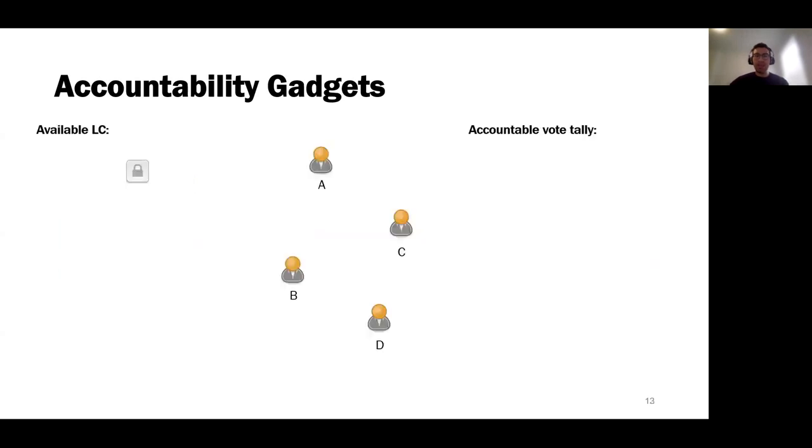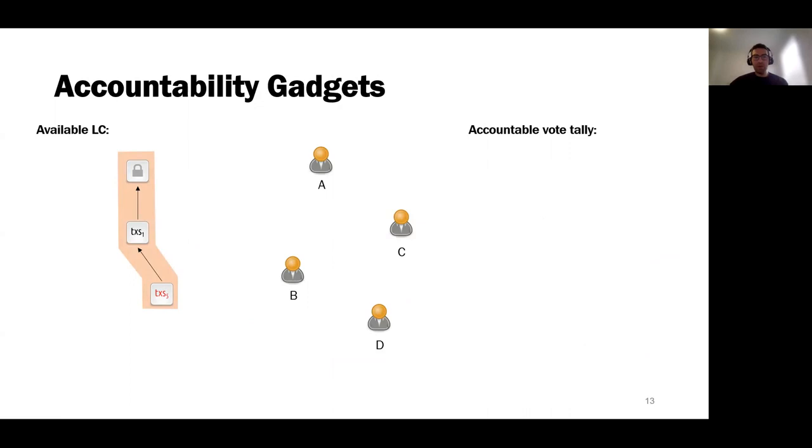Okay, let's see our accountability gadgets in action and observe how they provide availability and accountability for the full and the prefix ledgers respectively. In this example, we have four validators, A, B, C, and D. These validators propose blocks on the tip of the longest chain in their view. At this point, none of these blocks are checkpointed, so there is no accountable prefix ledger, and there's only the available full ledger.